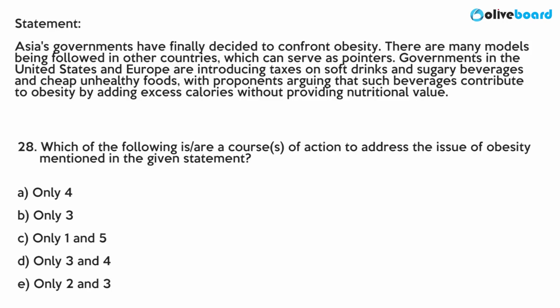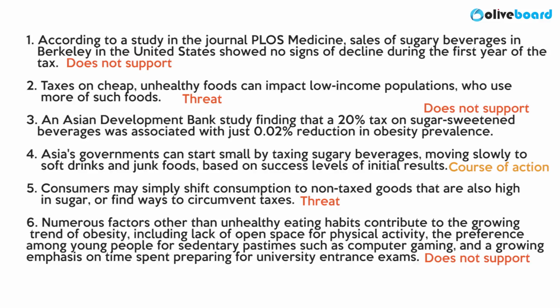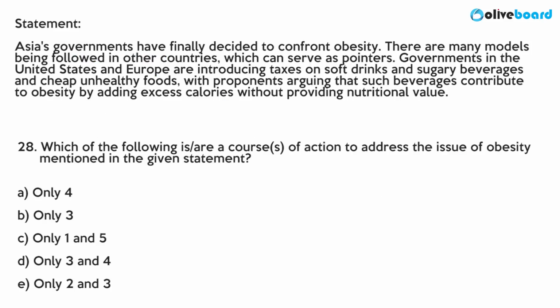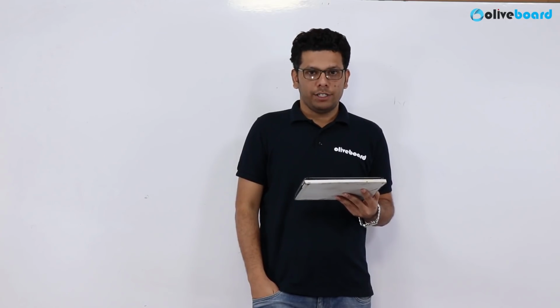They are clearly asking what may be the course of action, and I am telling you again and again, I have told you already two times that 4 was the statement saying that Asia's government can start small by taxing sugary beverages and moving slowly towards the other. So this may be a course of action to control obesity. So again, the answer would be only 4. So the answer is option A, only 4. Okay, move to the next question.